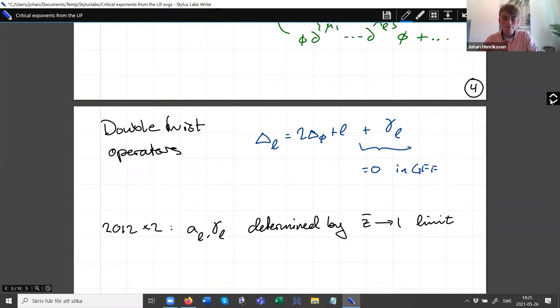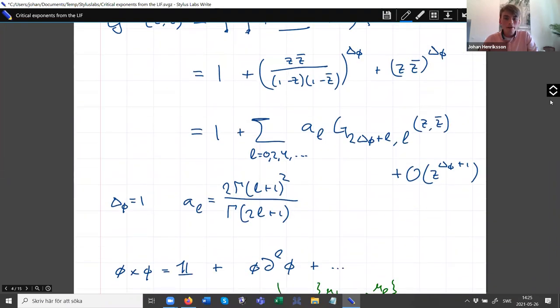So if we go back up here, in the previous computation, we needed both of these terms to find the conformal blocks. But now what they found was that these OPE coefficients can be extracted just from considering this middle term here, which is the only one that's singular in the z bar goes to one limit.